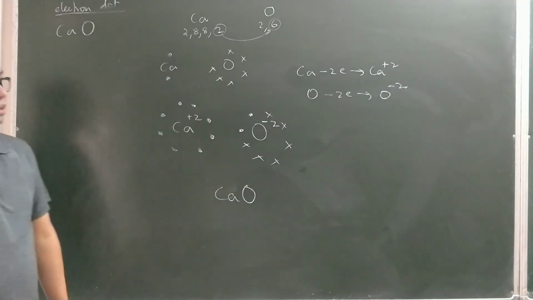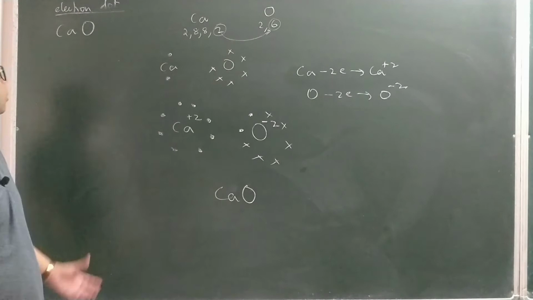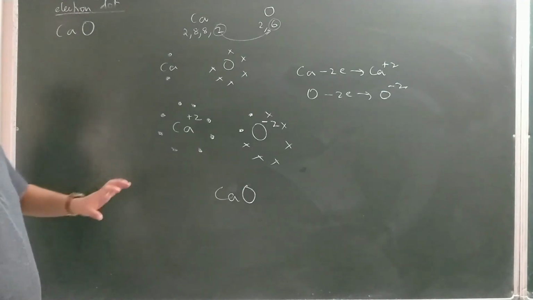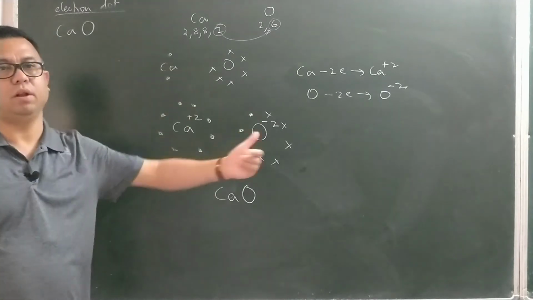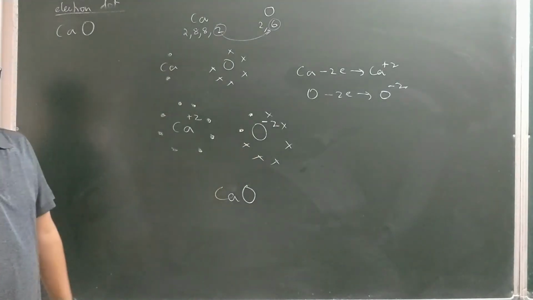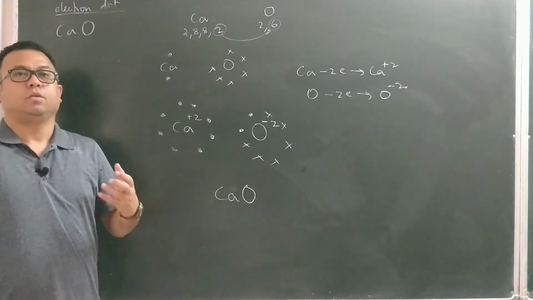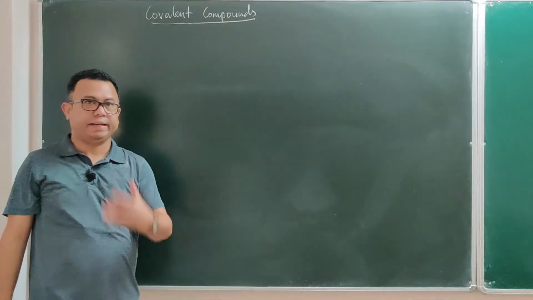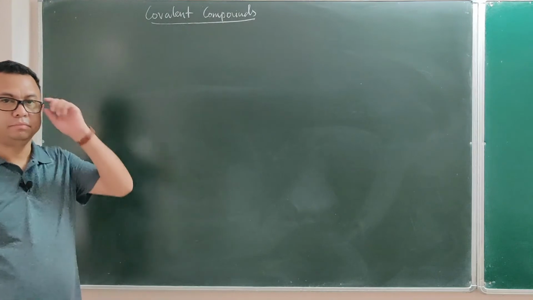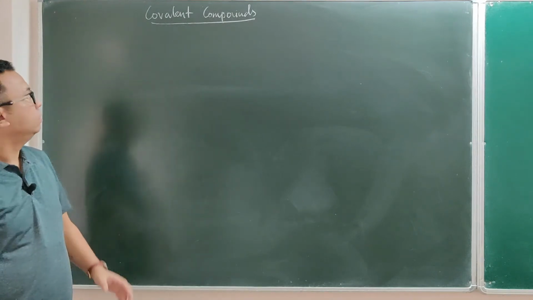Now you also have to discuss some properties and characteristics of the electrovalent bond, but I will discuss them together when we discuss the difference between electrovalent and covalent. Now I will go to covalent compounds. Let us see the second type of bonding, and that is called covalent compound.